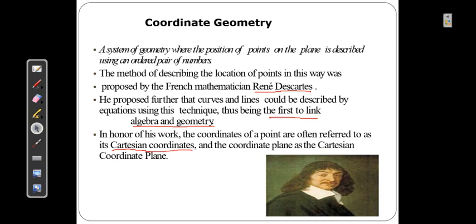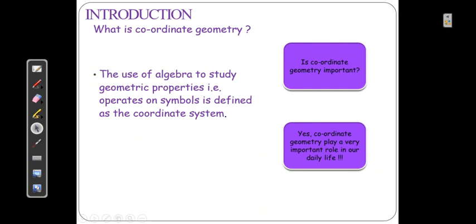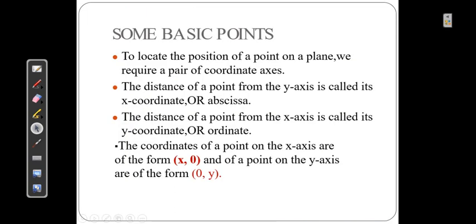Let's move further. Yes, these are the points you have to write in your notes, so you may just pause the screen. The very first point says: these are some basic important steps to locate where coordinate geometry is used and how we locate the coordinates. That is the first step.